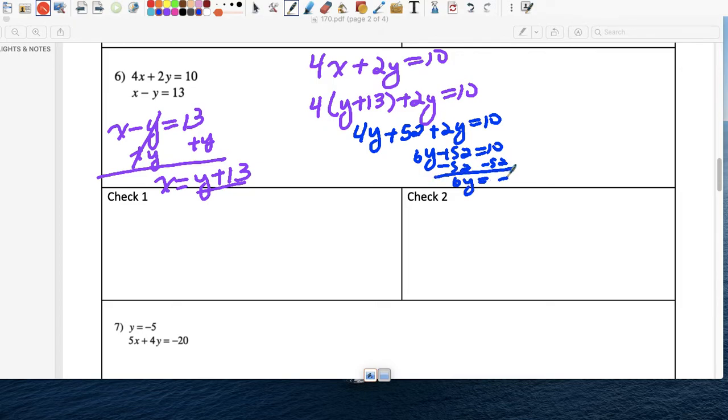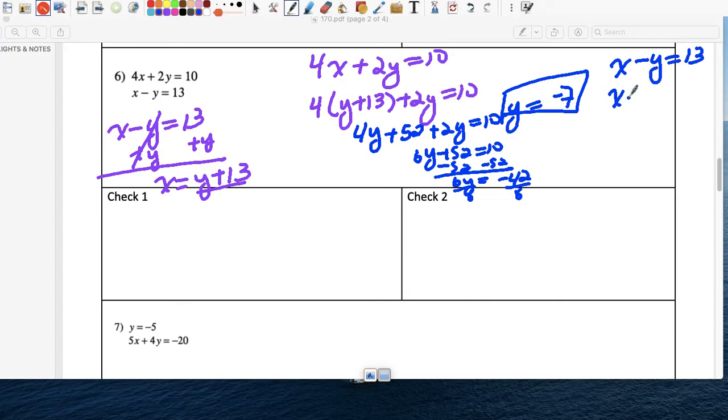6y equals -42. Divide both sides by 6. Y equals -7. Now, I'm going to take the second equation because that's obviously the easier one. X minus y equals 13. I'm going to replace the y with -7. So x minus, be really careful how you substitute here. So that becomes x plus 7 equals 13, minus 7 on both sides, x equals 6. So our solution is 6, comma, negative 7.